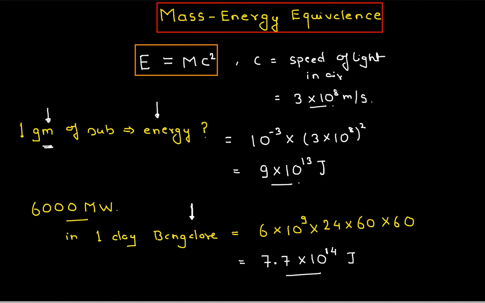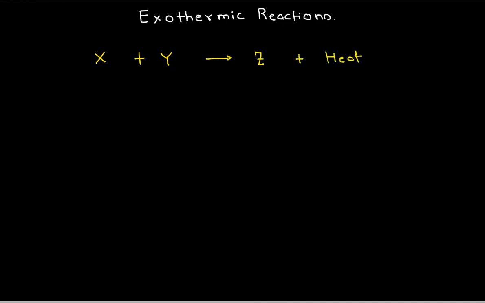Now coming to the most important aspect of energy mass equivalence, which is about exothermic reactions. You have heard about exothermic reactions in chemistry. Yes, sir. Thank you. Exothermic reactions. So in an exothermic reaction, let's say X plus Y are the two reactants which will give you a product Z plus heat. Heat is the most basic form of energy. Now, where is the heat coming from? These two have interacted and heat is generated. Why?